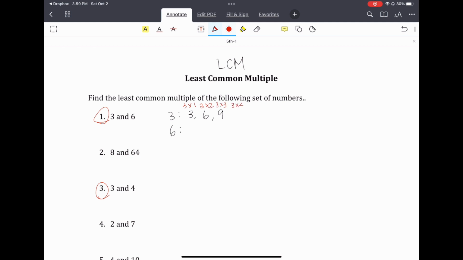And then you can guess the next one is going to be 3 times 4. The next one is going to be 3 times 5. And 3 times 4 is 12, 3 times 5 is 15. So that's your multiples. You're just adding 3 each time, and then it should go on.